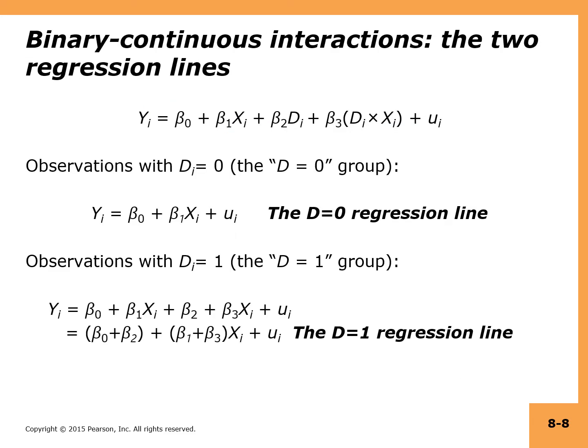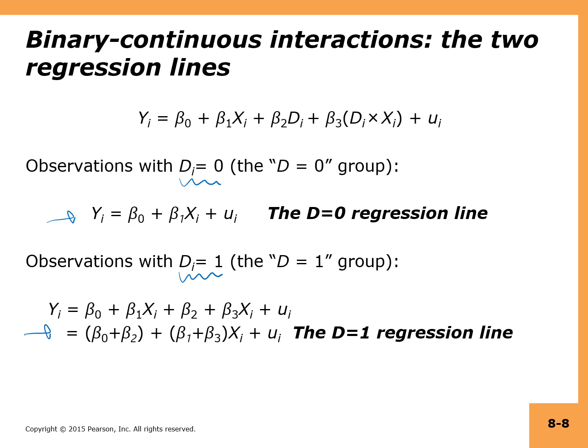So one of the advantages of this regression model is that it allows you to have two distinct regression lines depending on the value of the dummy. So for instance, if the dummy variable is equal to 0, then we can plug in d is equal to 0 and get one regression line, whereas if the dummy is equal to 1, then you get another regression line.